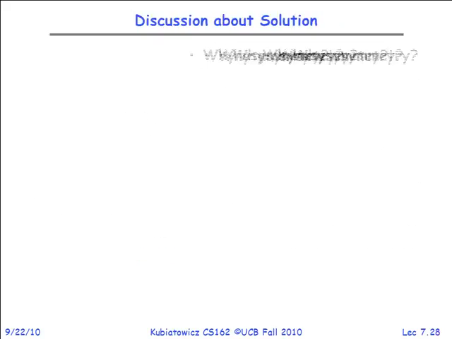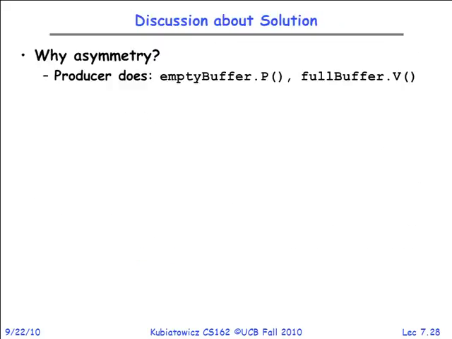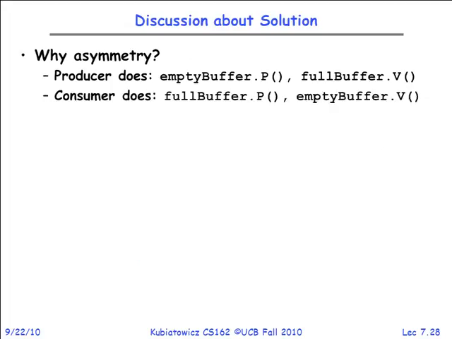So why is there this asymmetry? Okay, producer does empty buffer.p, full buffer.v. Consumer does full buffer.p, empty buffer.v. So why are we doing this asymmetry here? Yeah. So the producer and consumer want to be woken up for different events. Yes. Continue.